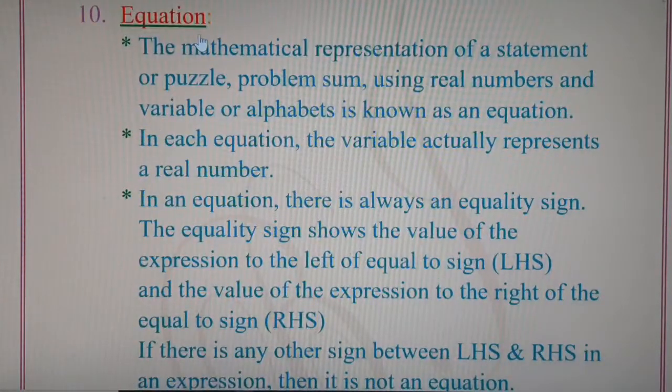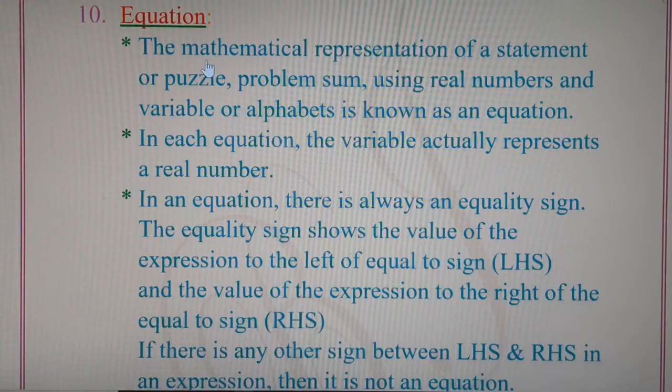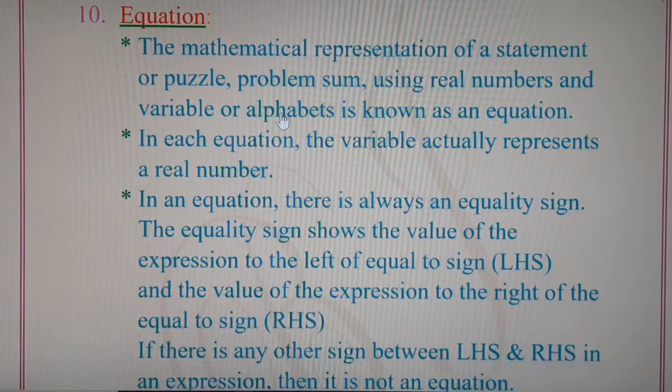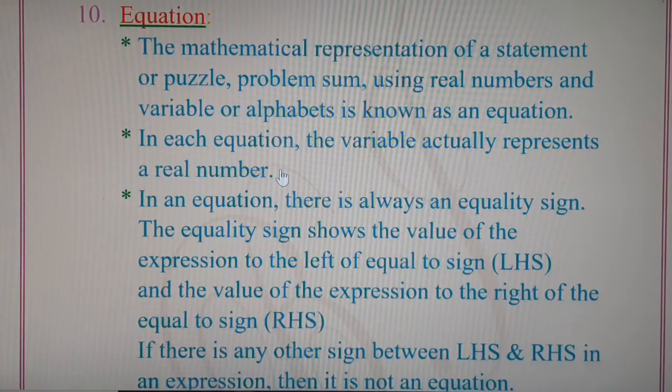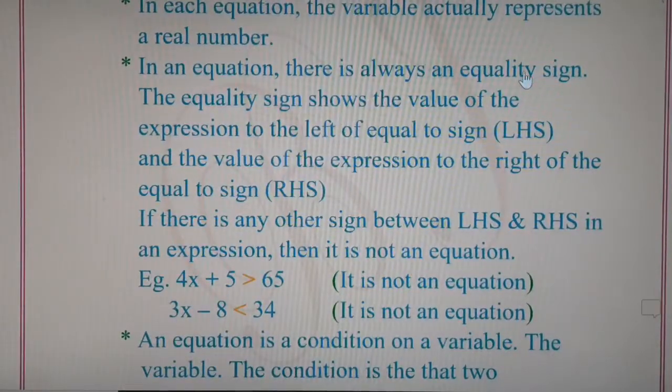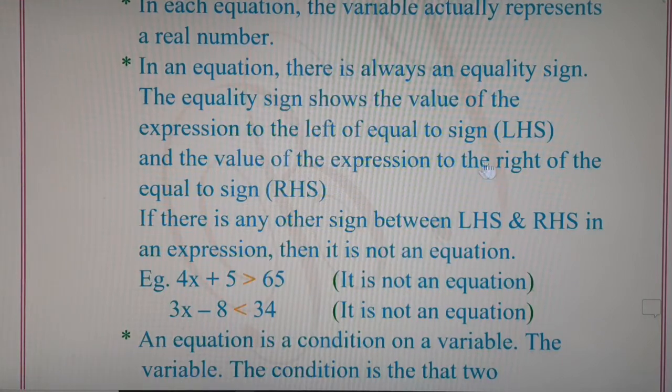Now what is the meaning of equation? The mathematical representation of a statement or a puzzle, problem, sums using real numbers and variables or alphabets is known as an equation. In each equation, the variable represents a real number. There is always an equality sign. The equality sign shows the value of the expression to the left of the equal to sign and the value of the expression to the right of the equal to sign.